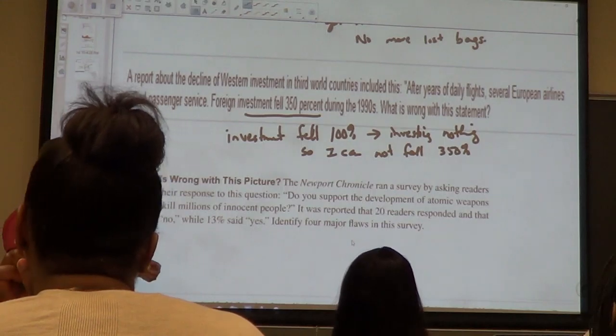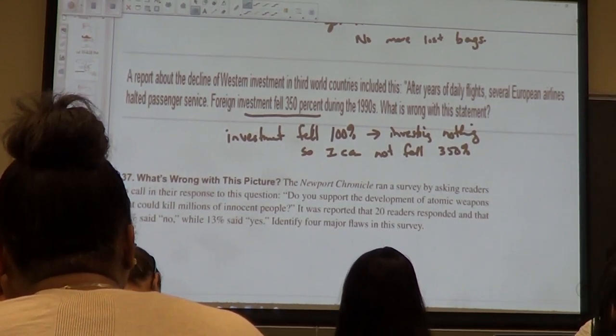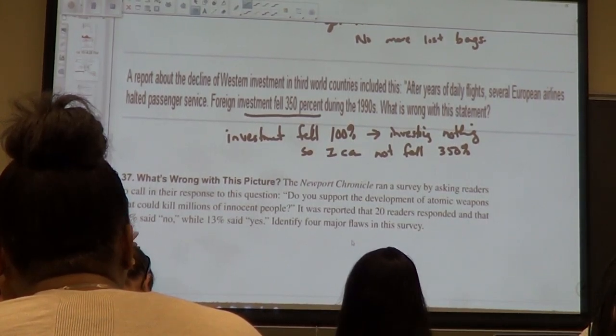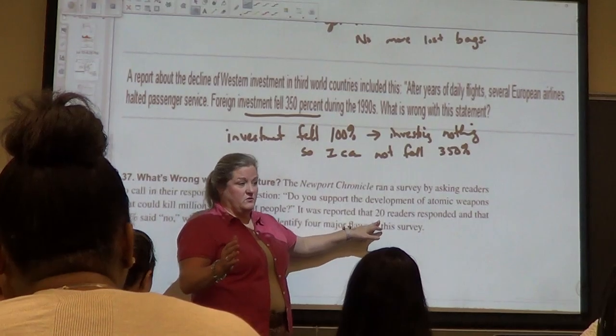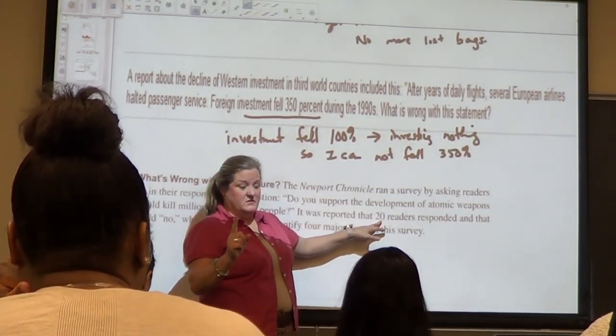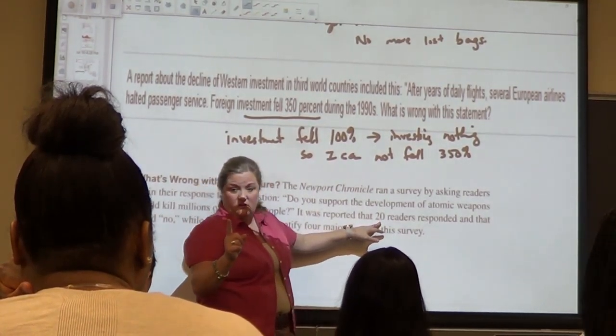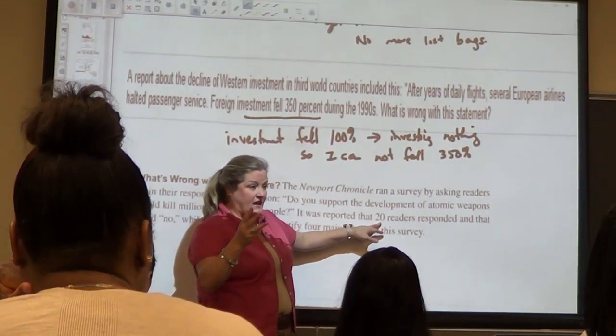When I look at it, being the math person I am, I look at the numbers. How many people were asked? 20. So my percentages have to be based on increments of 20 people. If I ask 20 people, one person out of 20 may have answered it, or two people out of 20, or three people out of 20.